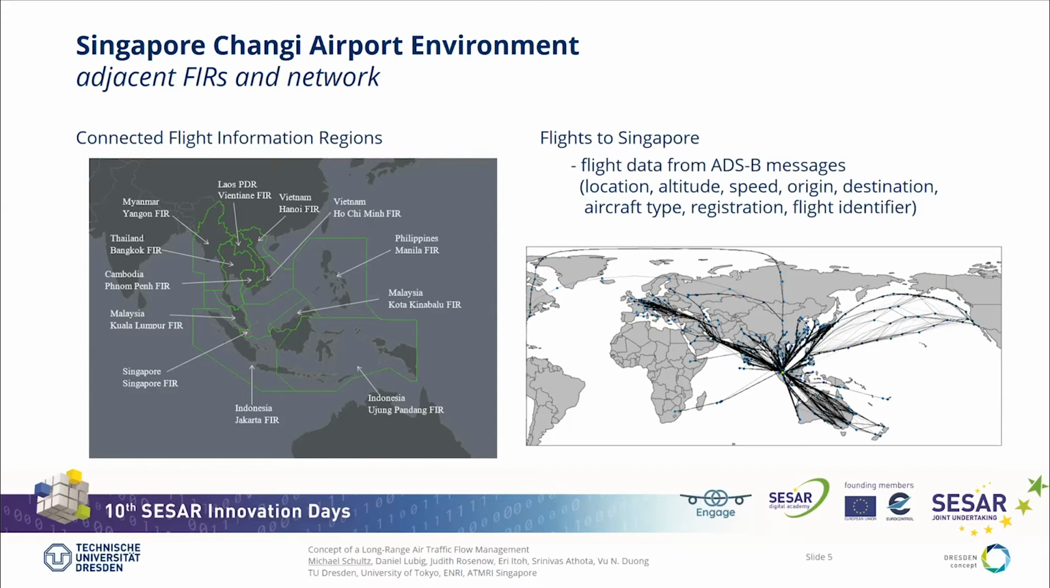The ADS-B messages, I think these days, lots of us are dealing with this. They normally have the information about the aircraft location, latitude, longitude, altitude information, speed information. Origin and destination are somehow covered there as well. The aircraft type, registration, flight identifier. You can see this data is somehow usable for derived networks.